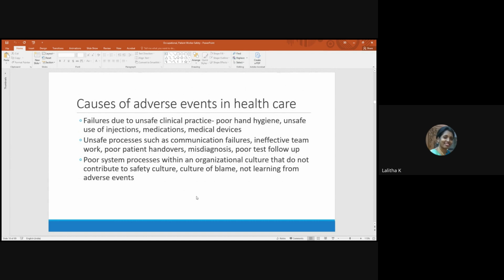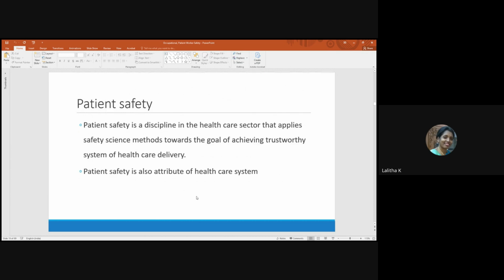There are so many gaps which can happen, which can lead to hazards, misdiagnosis, poor test follow-up, and poor system processes, with an organizational culture that does not contribute to safety, a culture of blame. I showed you a story of somebody, everybody and nobody, right? Culture of blame: I blame you, you blame me, and there's no learning from adverse events, only pointing out mistakes rather than correcting them. So these are some of the adverse event causes which can derail the systems.